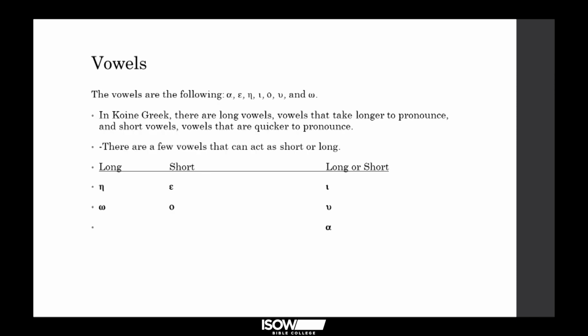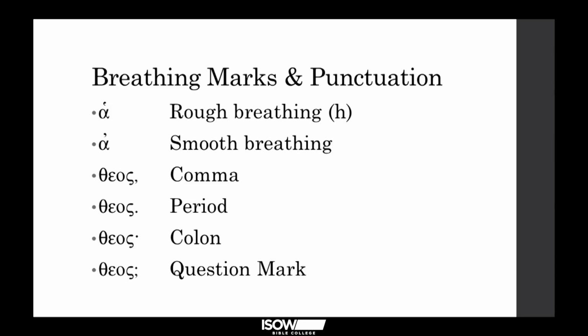The vowels that Dr. Arrington points out here are alpha, epsilon, eta, iota, omicron, upsilon, and omega. The longer vowels are vowels that take longer to pronounce, and short vowels are naturally shorter to pronounce. So long vowels are eta and omega, and short vowels are epsilon and omicron in Koine Greek. There are some vowels that are long or short, and those are iota, upsilon, and alpha.